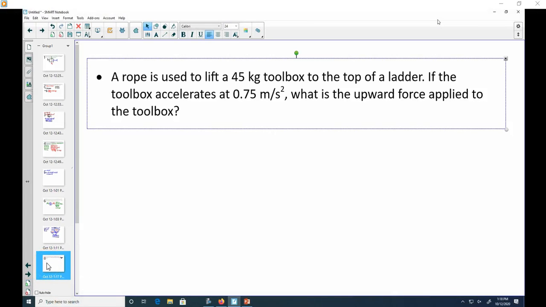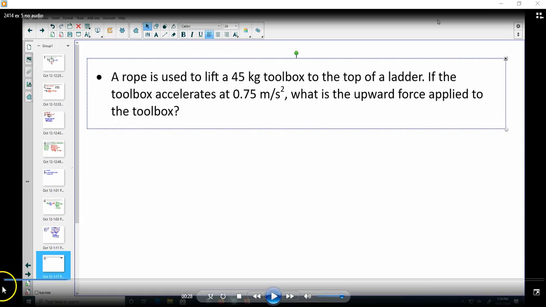All right, everyone. So in this example, rather than deal with an object that's moving left or right, we're going to be dealing with an object that's moving up or down. So in this case, we have to account for gravity as well. A rope is used to lift a 45-kilogram toolbox to the top of a ladder. If the toolbox accelerates at 0.75 meters per second squared, what is the upward force applied to the toolbox?